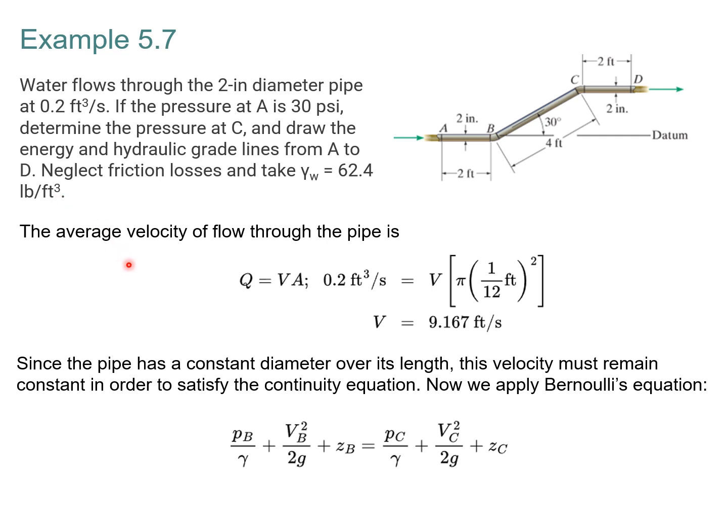So first we can calculate the average velocity of flow in the pipe. Q is V times A. We know what Q is, we're given that. We know what the diameter of the pipe is, so we can calculate the velocity. Since this pipe has a constant diameter over its length, this velocity has to remain the same according to the continuity equation. So now let's apply Bernoulli's equation to points B and C. The energy at point B has to equal the energy at point C.